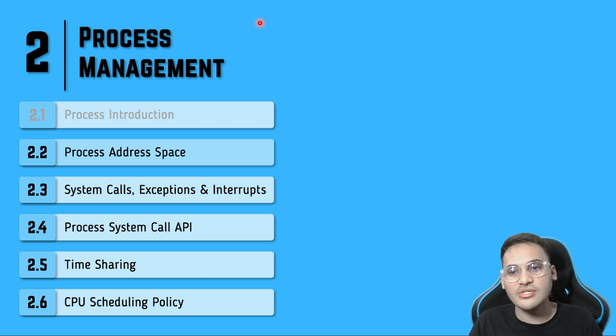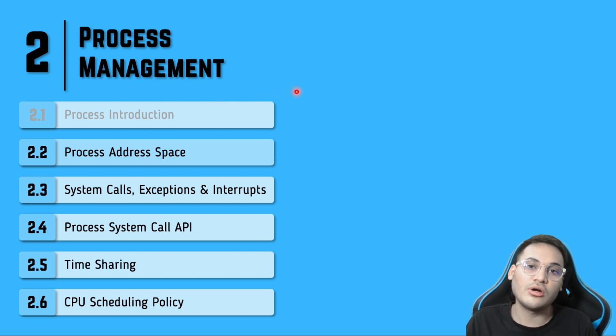So we have just finished the first topic, that is process introduction, and in this topic we talked in detail about what is a process, how does the operating system implement this abstraction of a process over the CPU. We talked about several aspects, and now we have a good understanding of what is a process. So now we are going to start with a new topic, that is process address space.